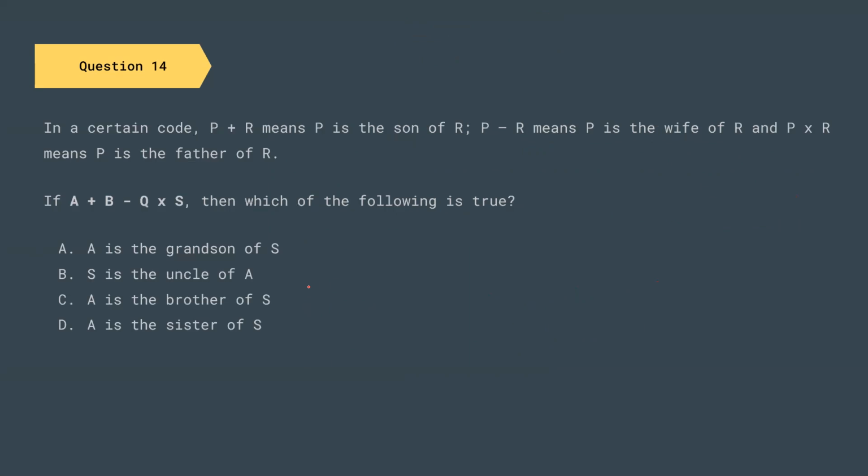Let us go to question number 14 here. This is an interesting question. P plus R means P is son of R. This is information number 1. P minus R means P is wife of R. This is your information number 2. And P cross R means P is father of R. This is your information number 3.